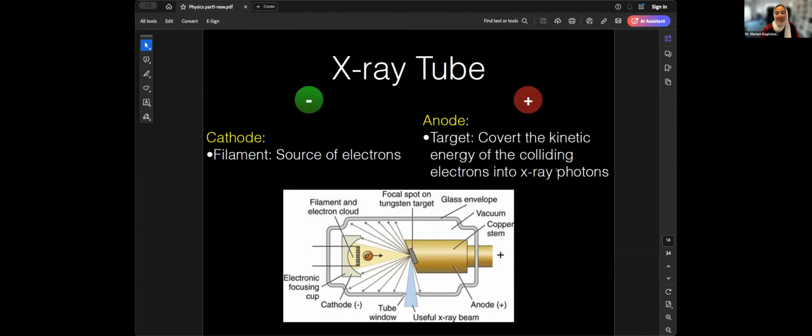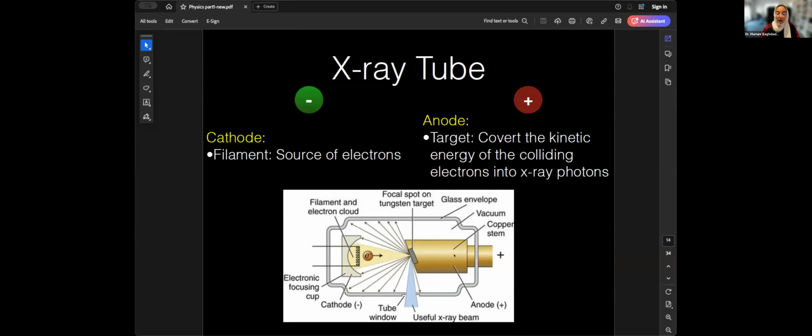So let's take a look at this in detail. Here's your cathode, which has the filament. The filament is clearer here. It is a filament right here. It looks like a coil, right? And what we call here is an electron focusing cup. These are just some details so you understand if you ever see this. It's a focusing cup where it focuses these boiled off electrons in a cup right here.